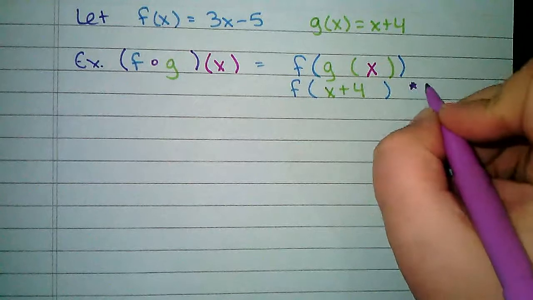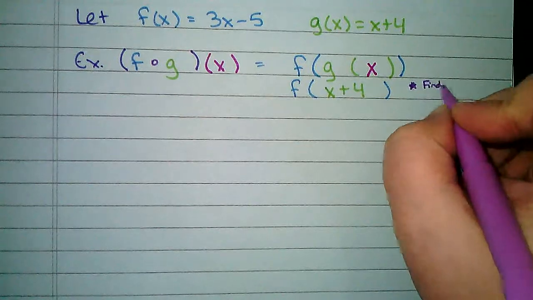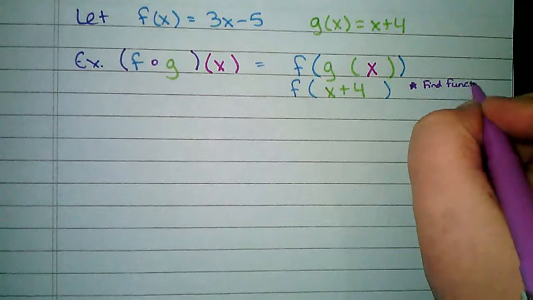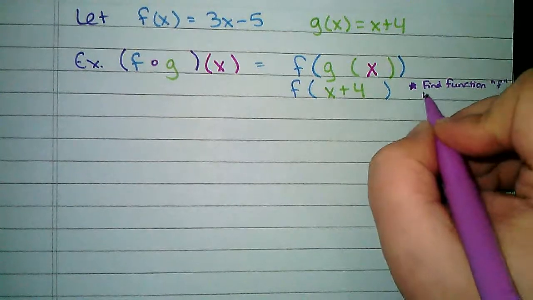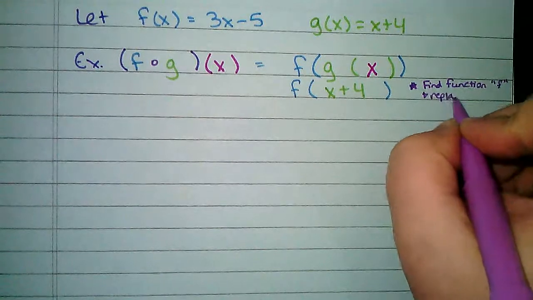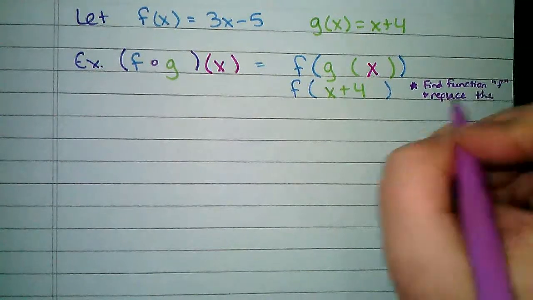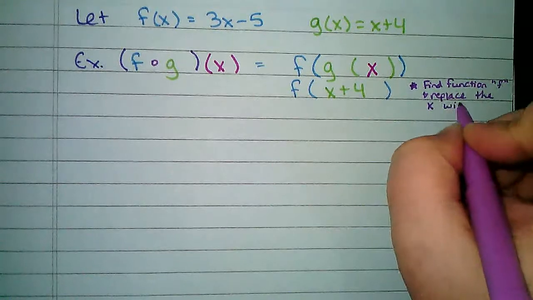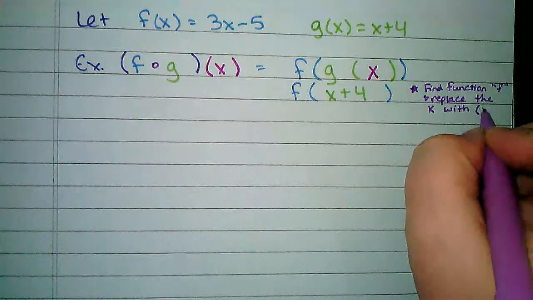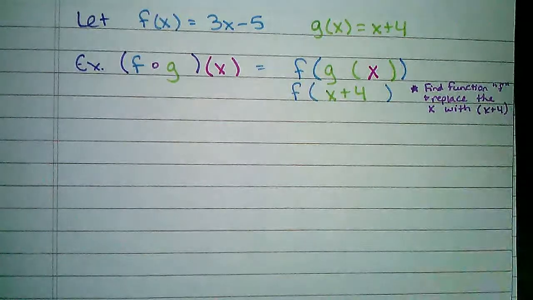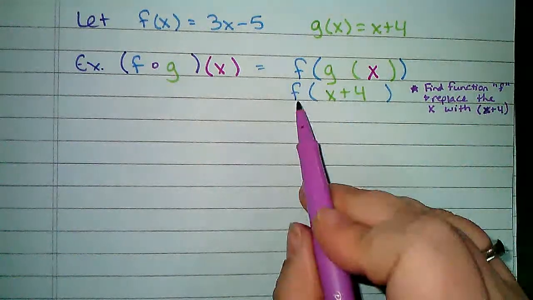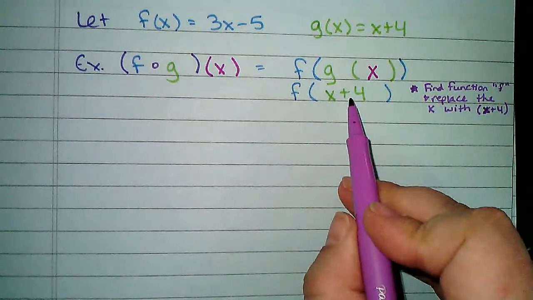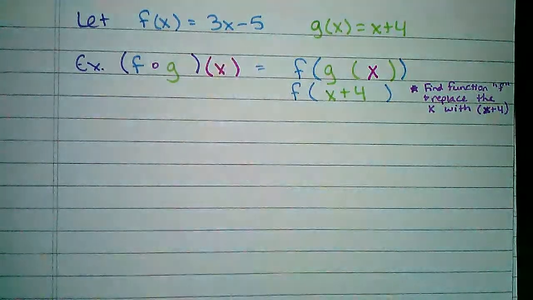So we're going to find our function named f, and we are going to replace the x with our x plus 4. And make sure you put it in parentheses. We're going to replace any x's with x plus 4, because this says I want my function f with an x plus 4 in it. So here's my function f.